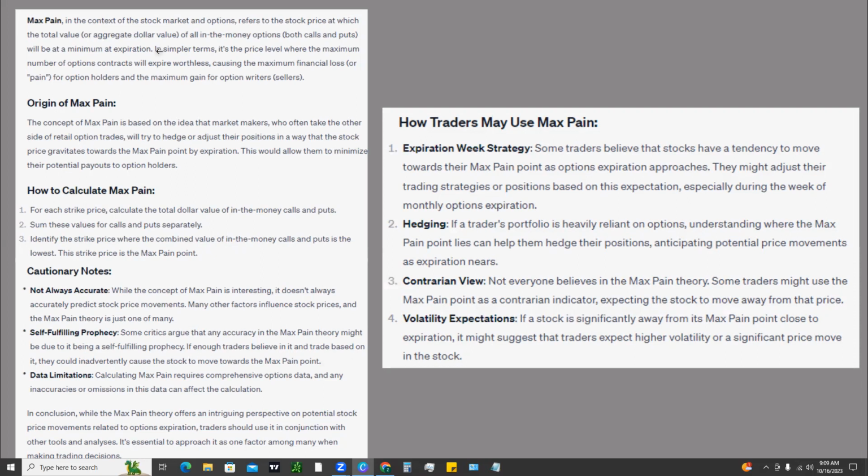Okay. So the whole concept of max pain is based on the idea that market makers, who often take the other side of retail option trades, will try to hedge or adjust their positions in a way that the stock price gravitates toward the max pain point by expiration. This would allow them to minimize their potential payouts to option holders. It goes over how to calculate max pain here. We're not going to dive too much into that.